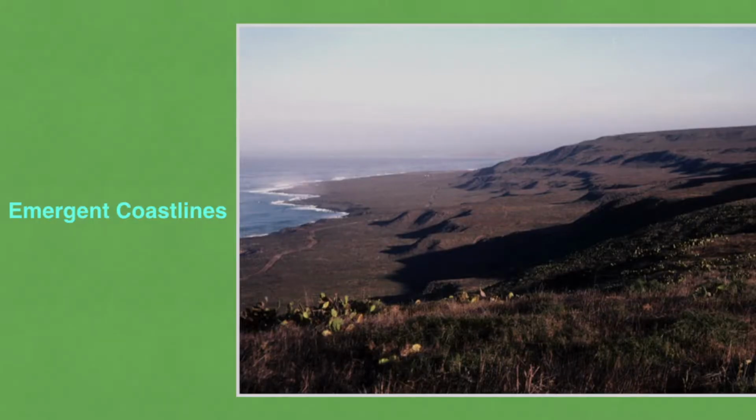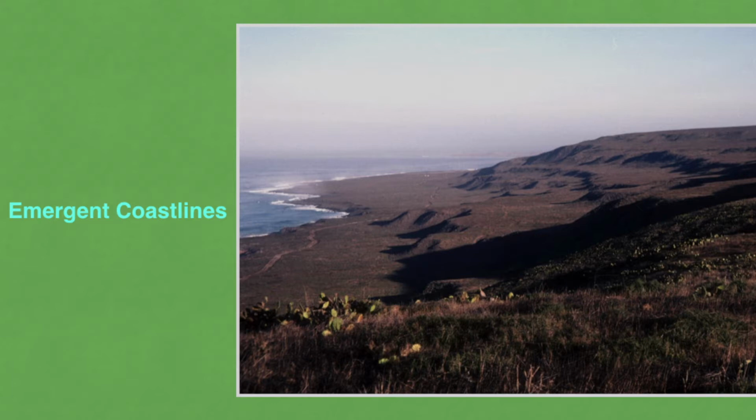This is an example of emergent coastline where we can see the terraces. The terraces which we can see are the result of the land coming up as the sea is going down, which is creating different steps.